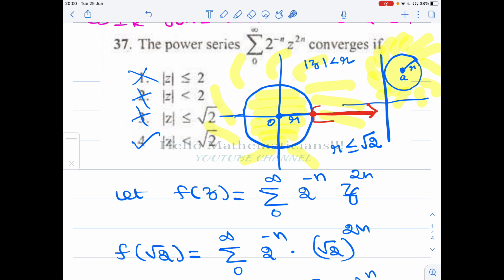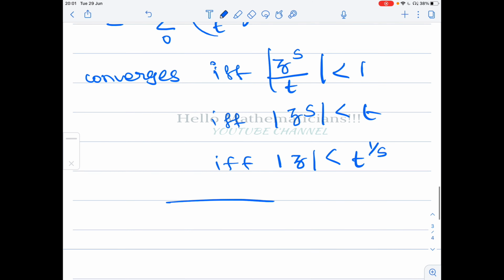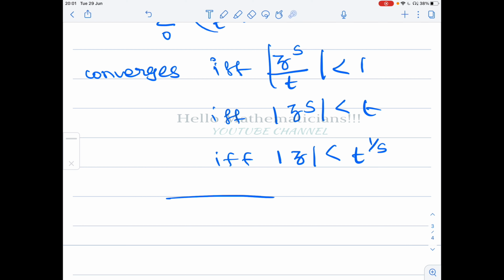What is the radius of convergence of this power series? So this can be solved similarly. So again, t power minus n z power sn can be written as (z power s by t) whole power n. Again, using our geometric series argument, you see that this geometric series converges if and only if modulus of this thing is strictly less than 1. So this is strictly less than 1 if and only if modulus of z power s is strictly less than t. This is if and only if mod z is less than t power 1 by s.